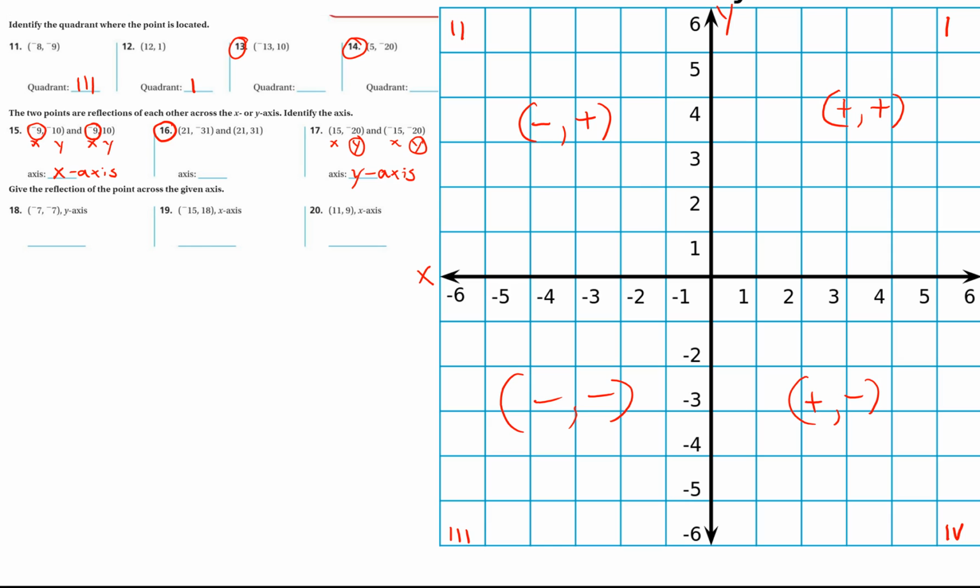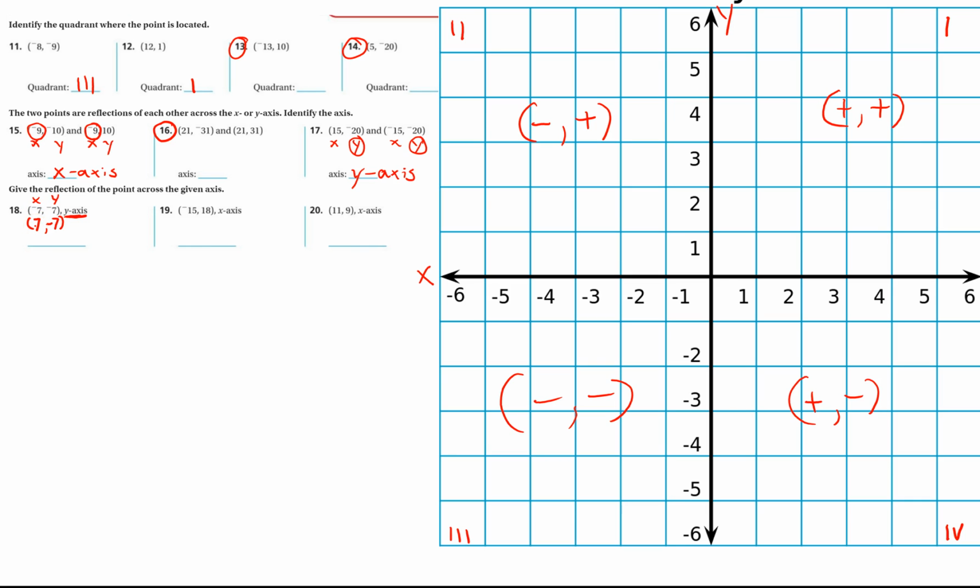Okay, give the reflection of the point across the given axis. So it tells us that this point, negative 7, we want the point that's a reflection across the y-axis. So that means we have an x and a y. Our y needs to be the same since it's across the y-axis. So the y's are the same and the x's need to be opposites. So negative 7, positive 7.